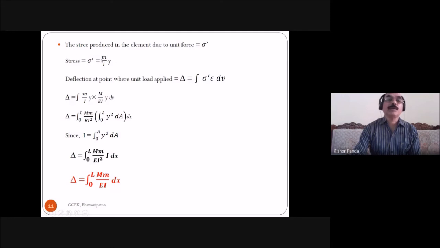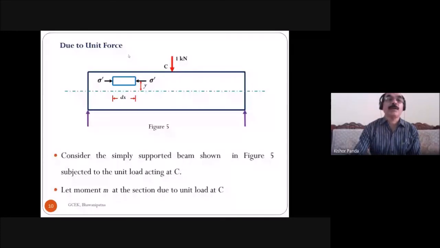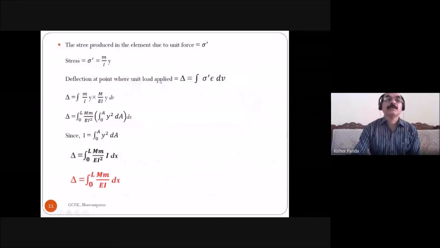This is the bending moment at a section. The small m is the bending moment at a section due to the unit force. So what is the stress produced in the element at a distance y from the neutral axis? That is equal to sigma dash. So sigma dash is equal to small m by I into y.